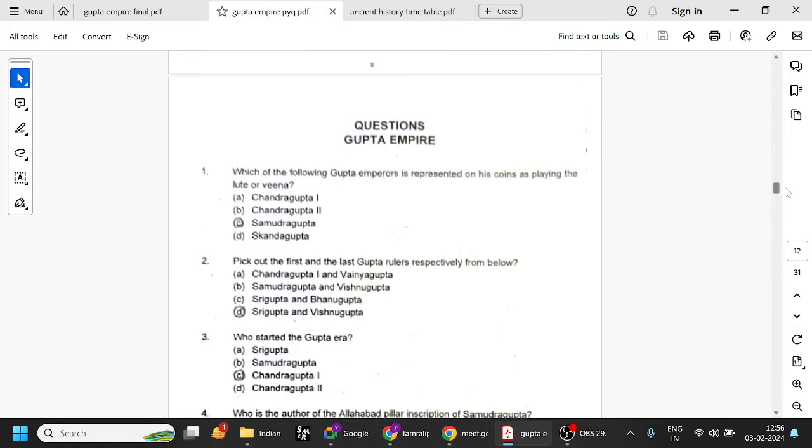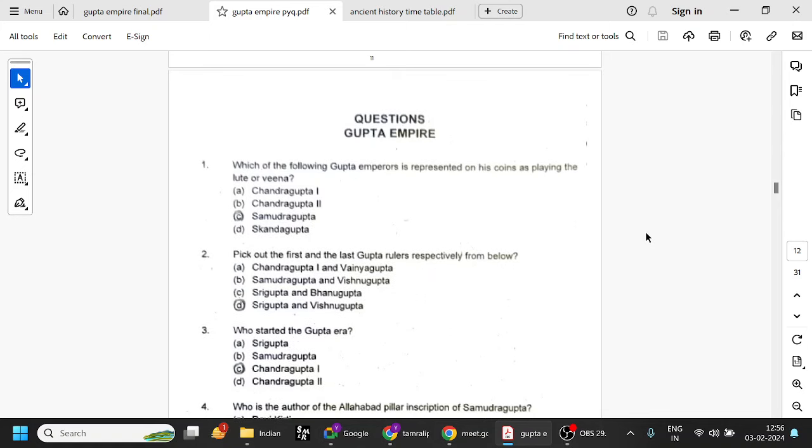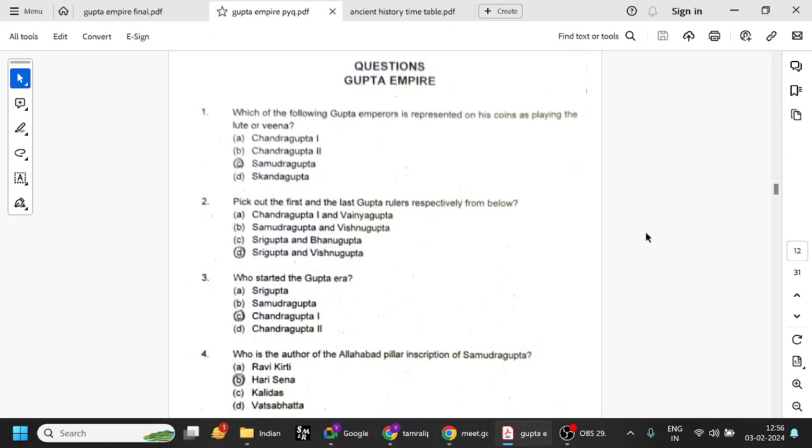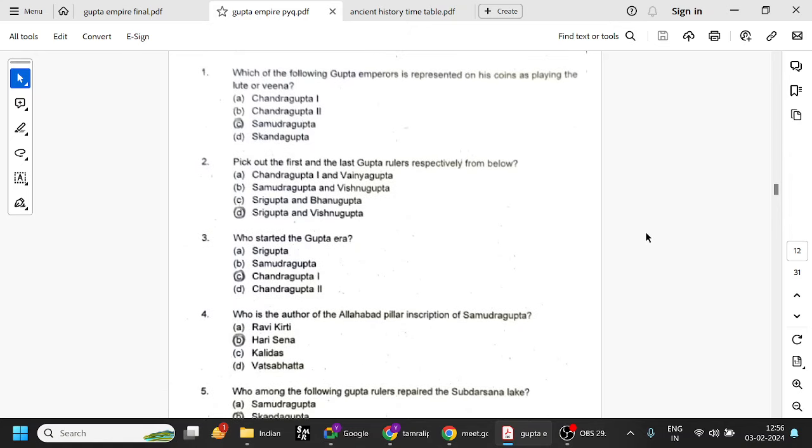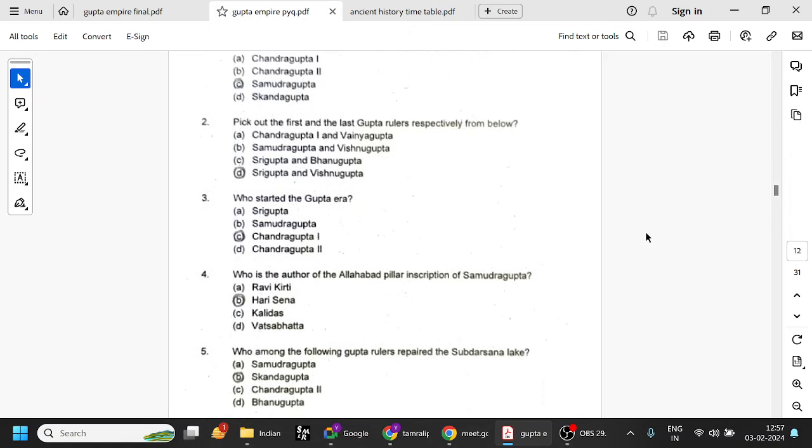One liners. Which of the following Gupta emperors is present on coins playing the Veena? We have seen Samudragupta. Samudragupta, music, Veena, etc. Pick out the first and last Gupta. First one is Srigupta and last one is Vishnugupta. Sometimes they say Gupta era, etc., prominent Gupta, then Chandragupta one. But Srigupta is the founder, we have already seen.